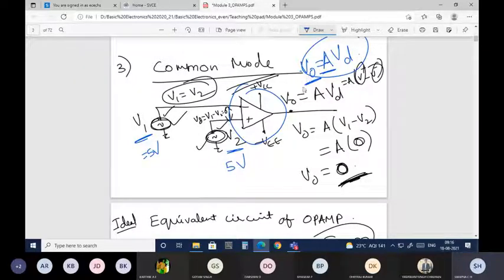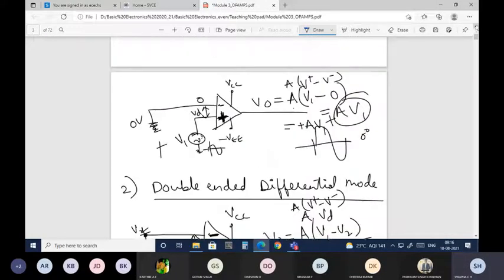So V0 should ideally be equal to 0. Ideally it should be equal to 0, but as I've already mentioned, in the practical case it will not be equal to 0. Along with the difference, it will also take the average of these two inputs and amplify that as well. In order to make that output voltage equal to 0, we will reset the offset null voltage. We will give some particular voltage so that the output value will be equal to 0. So this is the common mode gain.